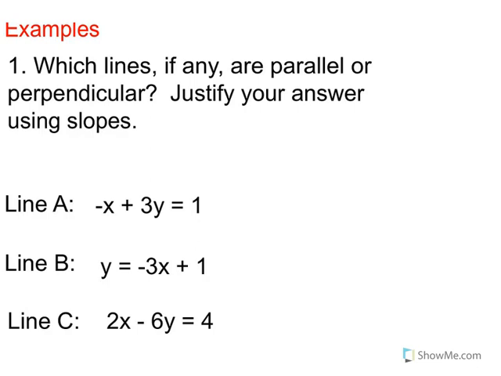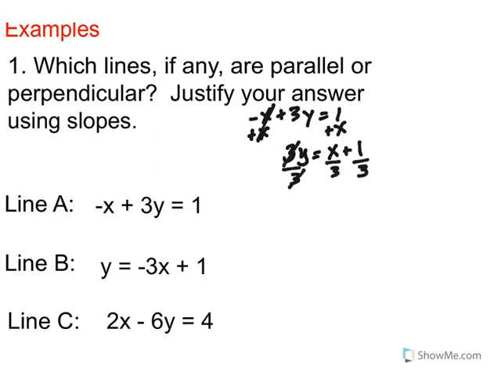So if we look at the first equation, negative x plus 3y equals 1, and we change this, remember that we're going to get everything away from y, so we start by adding x to both sides. That moves the x over, so we have 3y equals x plus 1. The last step is to divide by 3, the coefficient. This gives us y equals 1/3 x plus 1/3. So here's our first equation.